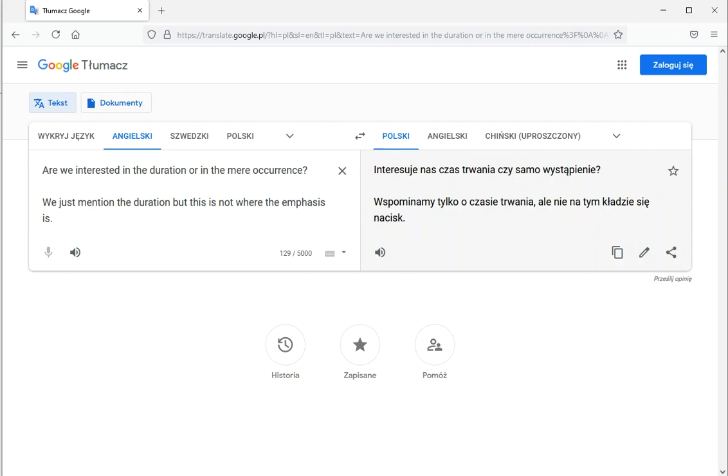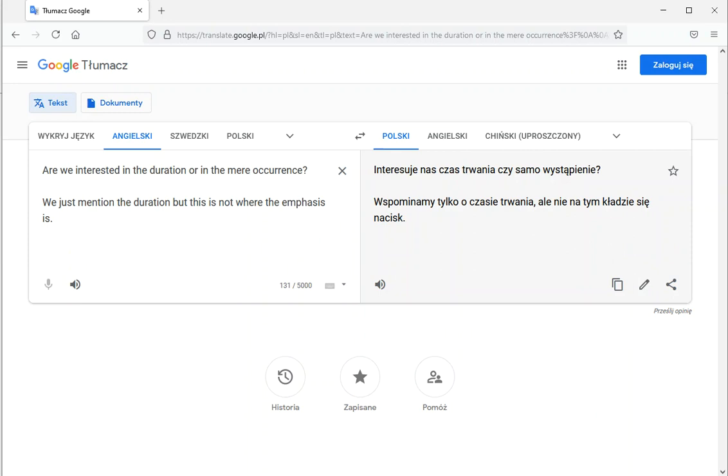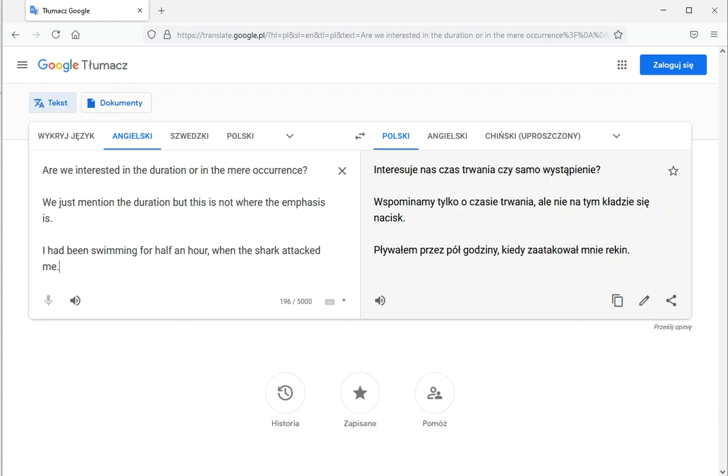We are not interested in the duration, okay? For example, I had been swimming for half an hour when the shark attacked me. Okay? Pływałem przez pół godziny, kiedy zaatakował mnie rekin.